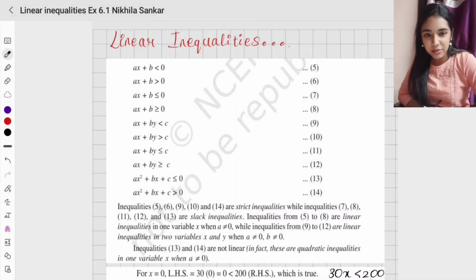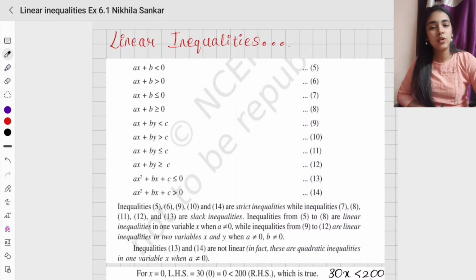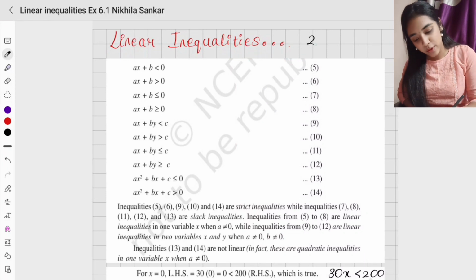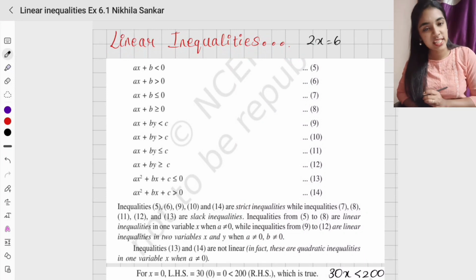On to the next new chapter, linear inequalities. So, until now we were learning about equalities, equations first. To know what is an equation: when you have 2x is equal to 6, this is going to be an equation. So, it is going to be an equality.